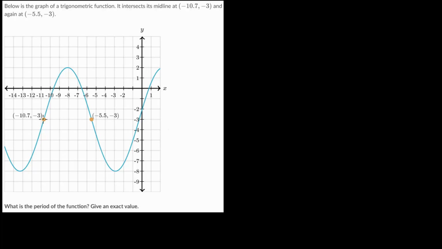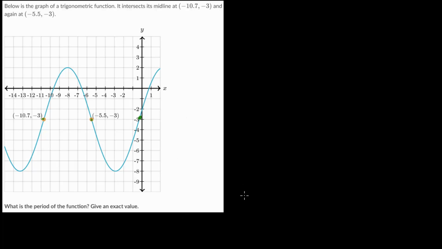For instance, we are told these midline values, and if we go all the way to this midline value here, over this section, the function is unique. It goes up, back down through the midline, down to a minimum, and then back up again. But if we continued it, it would repeat infinitely many times after that, and likewise for before it.